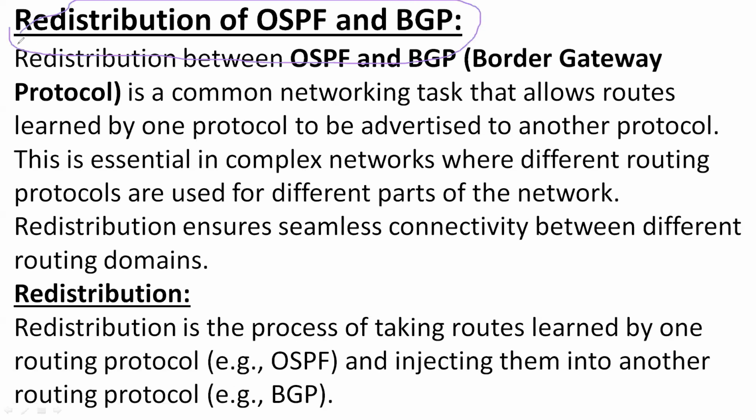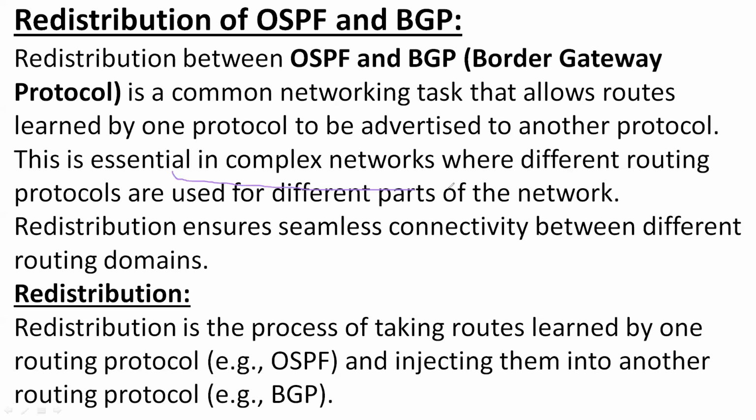Now, what is the meaning of redistribution of protocol basically? It is a common task in networking that allows the routes learned by one protocol to be advertised by another protocol. That means in this process we advertise one protocol into another protocol, like OSPF will be configured with the BGP protocol, or we are advertising the BGP protocol into the OSPF protocol.